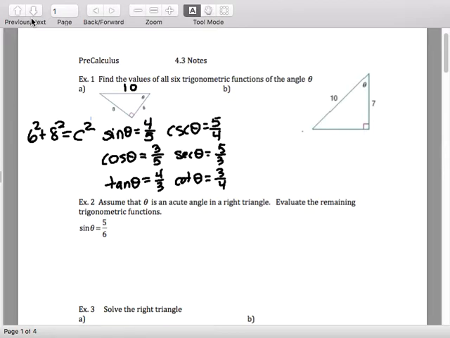I'm going to pause, and I want you guys to use Pythagorean Theorem to find the missing side in letter B, and then do the 6 trig functions of theta.